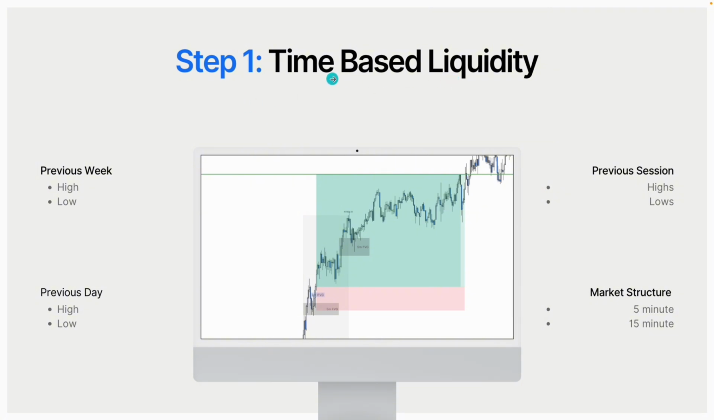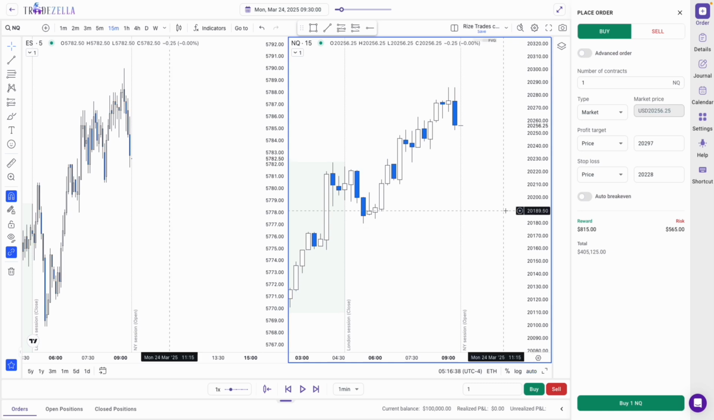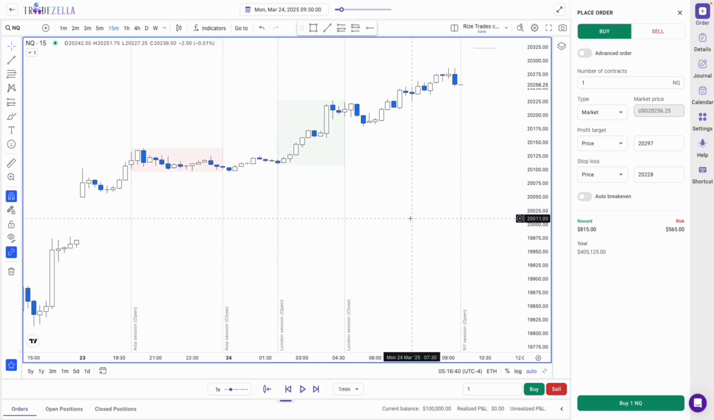Step 1, obviously time-based liquidity, right? So this is what we're going to mark out first: previous week, previous day, previous sessions, market structure. All of these time-based liquidity levels make it very, very easy to understand where price is drawing towards when you use these predetermined levels. There's no need to analyze the market and decide, okay, this is liquidity, this is not.